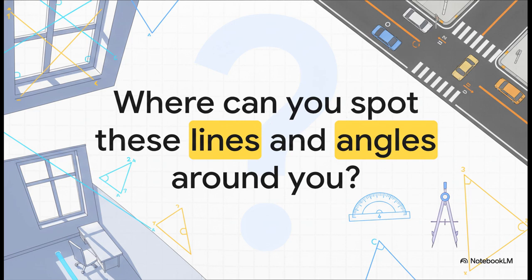So, now that you've got the language, here's the real question. How does this change the way you see the world? Just look around you right now. Look at the corner of your screen, the frame of a window, maybe the way two roads intersect outside. Can you see it? Can you spot the hidden geometry, the right angles, the linear pairs, and the vertically opposite angles that are giving structure to absolutely everything?